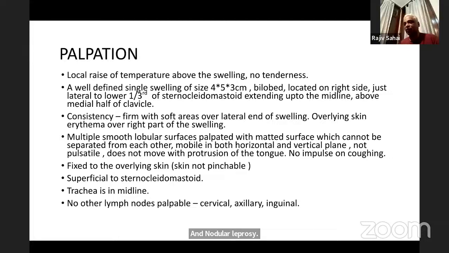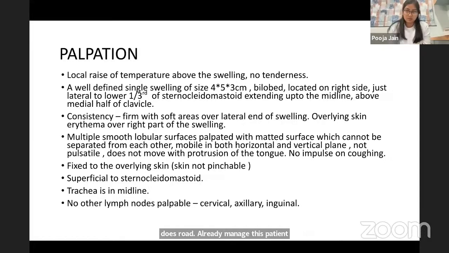Okay, now Dr. Pooja, how will you manage this patient? Let's hit this road. These patients come to you in your OPD. Yes, sir. After history and examination, the next step would be investigations. So, sir, CBC, our routine blood panel, CBC with ESR.